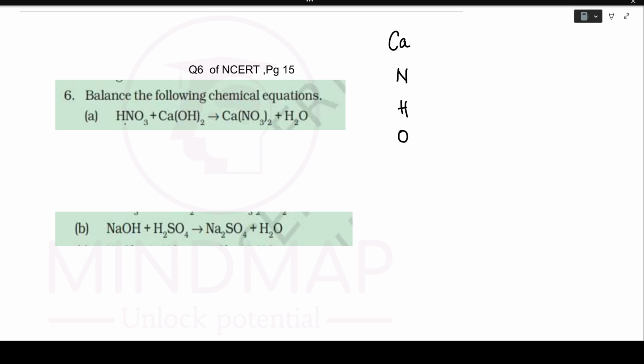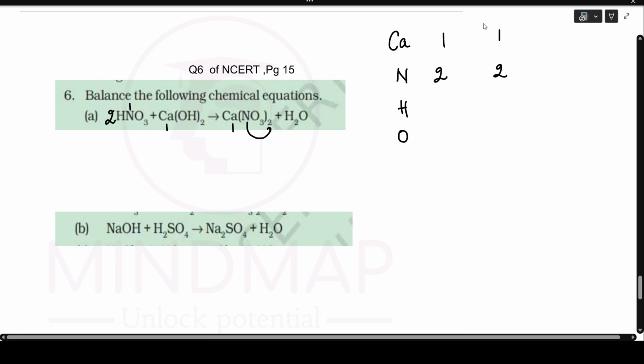Now, calcium, here it's 1 and here also 1. So, reactant 1, product 1. Nitrogen. Nitrogen here is 1 and nitrogen here is 2. So, यहाँ 2 है. Then let's make it 2 and write it here 2. Done? Okay.